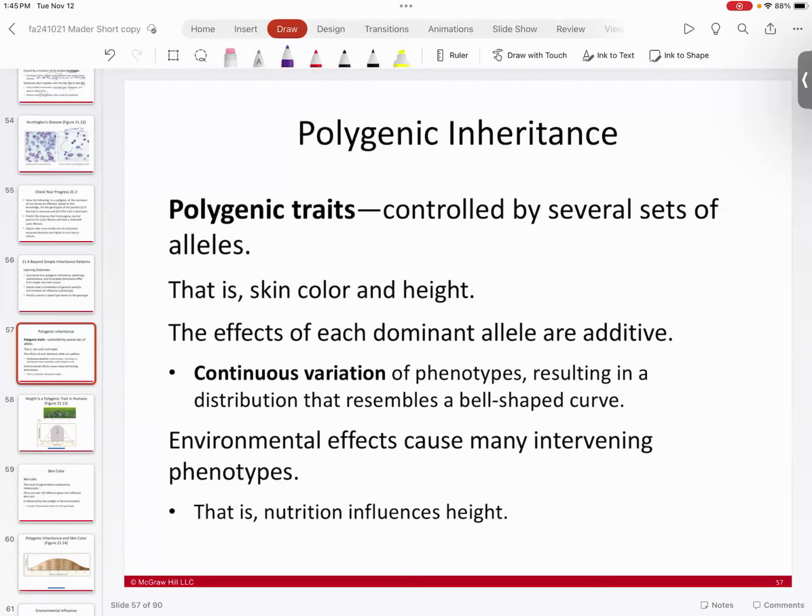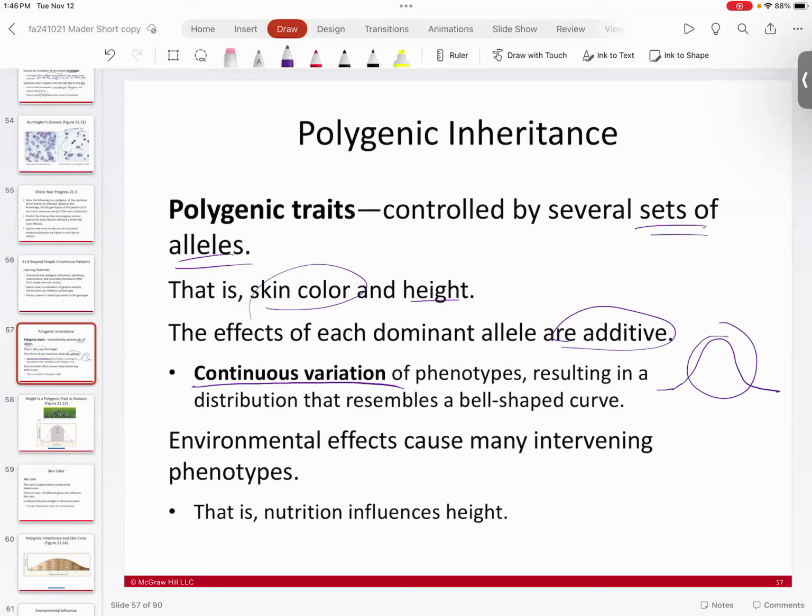Polygenic inheritance is a situation where a trait is controlled by multiple sets of alleles. So there's a lot of genes involved in it, not just one. Good examples of that are height and skin color. Now, because you have lots of alleles involved, both dominant and recessive, they tend to be additive. And when they're additive, they create what's referred to as continuous variation. So basically, you're going to see very few that are extreme on one side, recessive, and very few that are extremely dominant. And most individuals are going to have combinations in the middle.